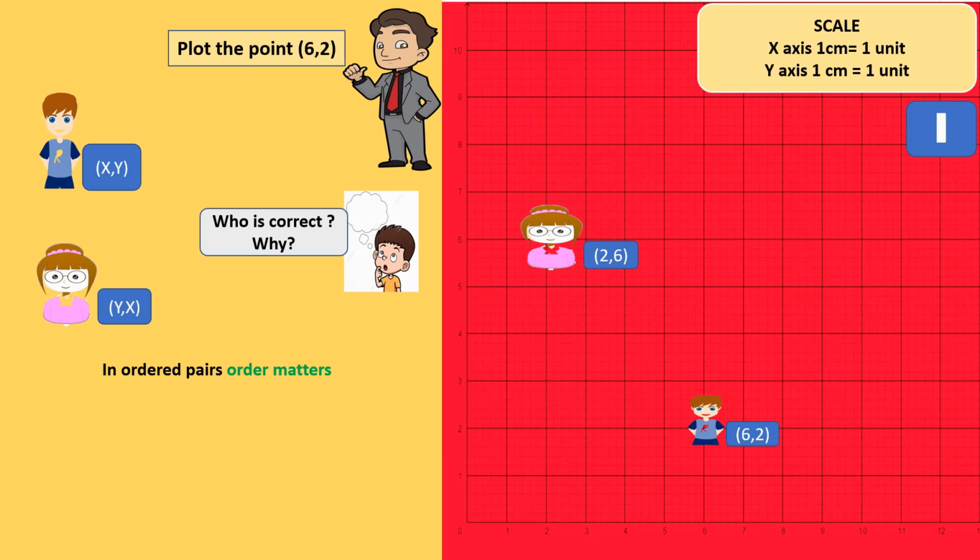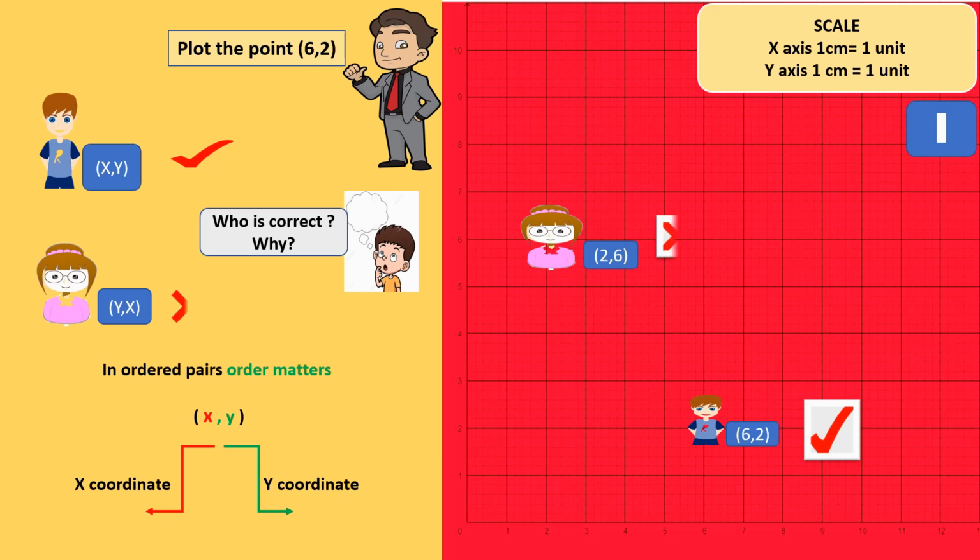It is universal practice that plotting a point in a graph is done in a standardized way, that is, (x, y) order. In (x, y), x denotes the x coordinate and y denotes the y coordinate. Ram is correct here and Sita is wrong.